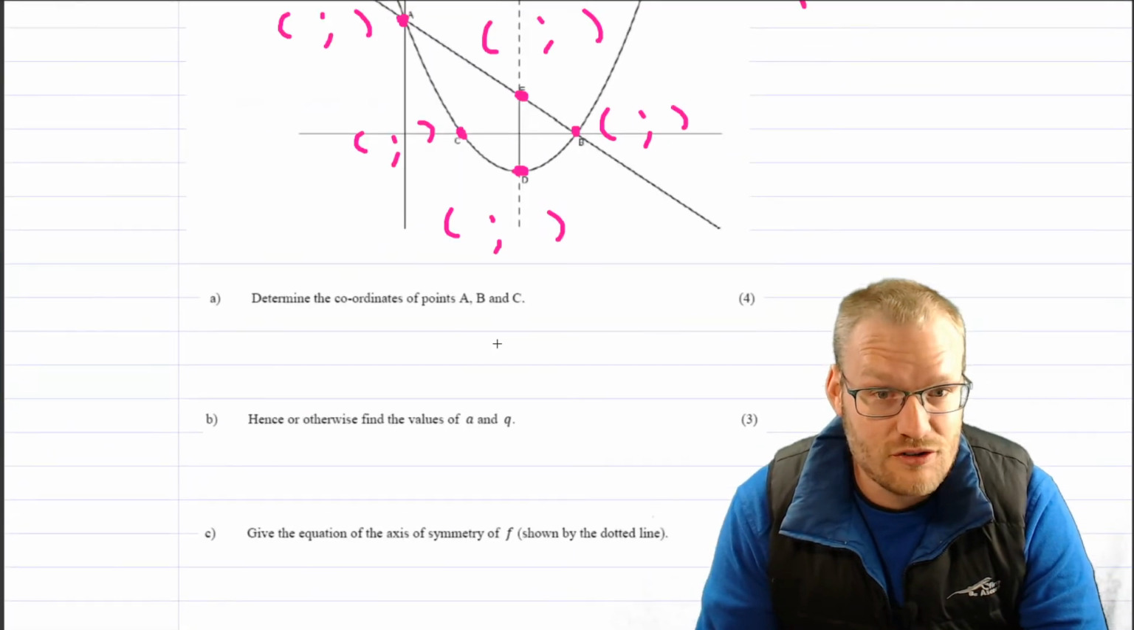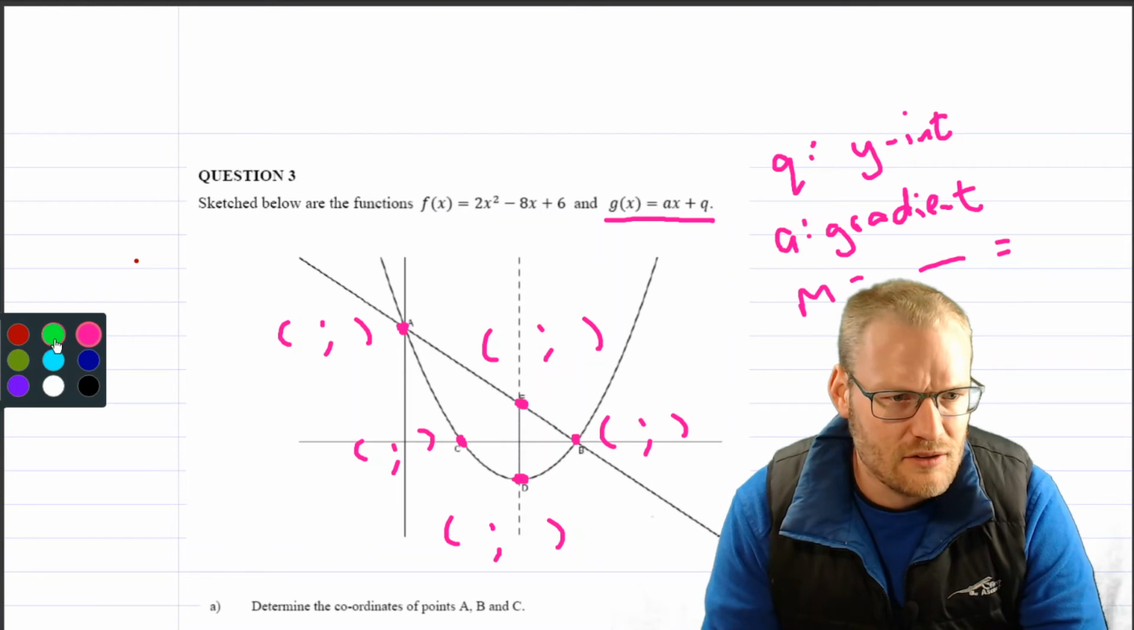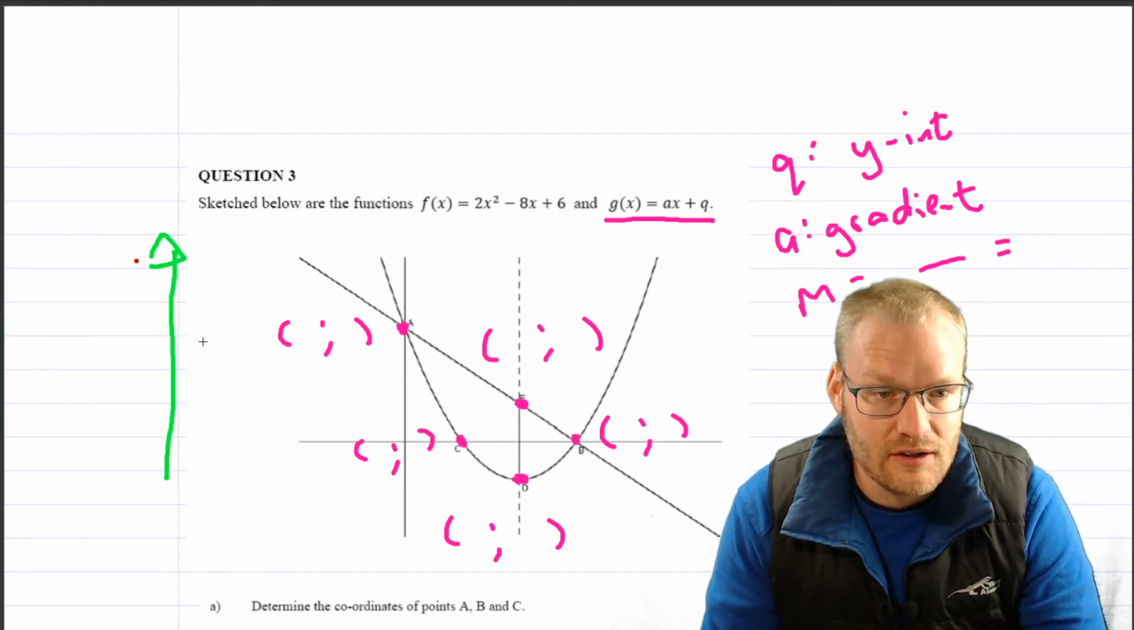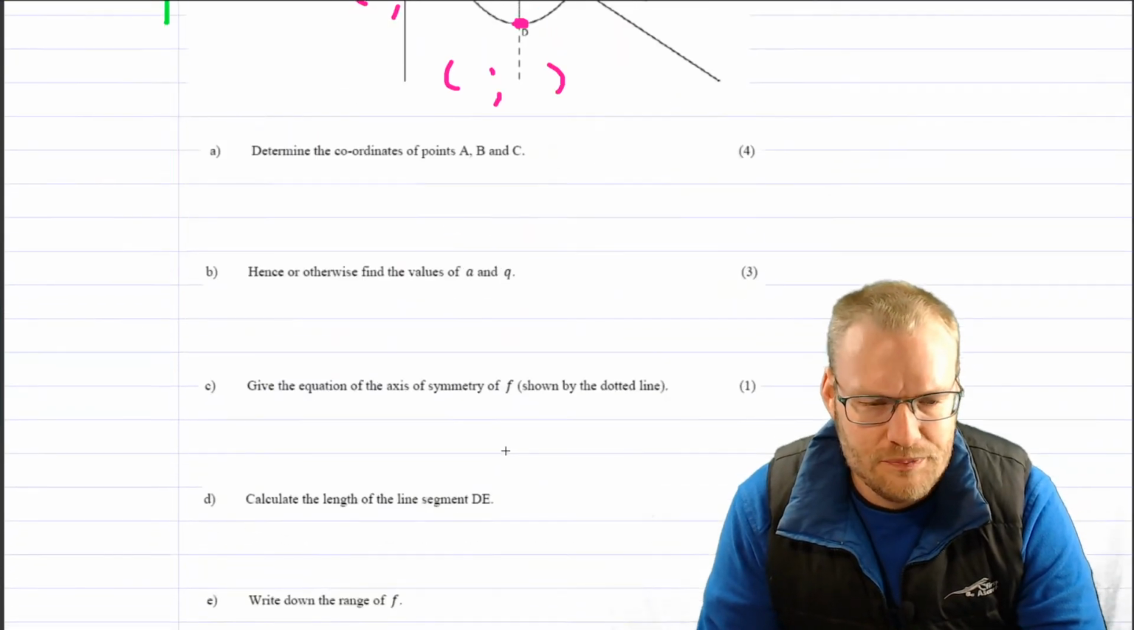Write down the range of f. So f is our parabola. I think we've talked about range. Range is all possible y values. So it's going to be from there going up. That's going to be our range of f.